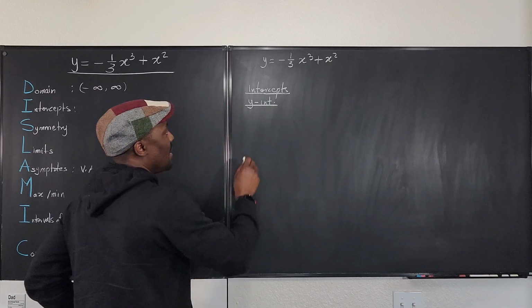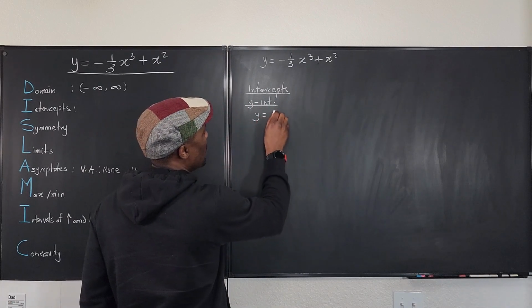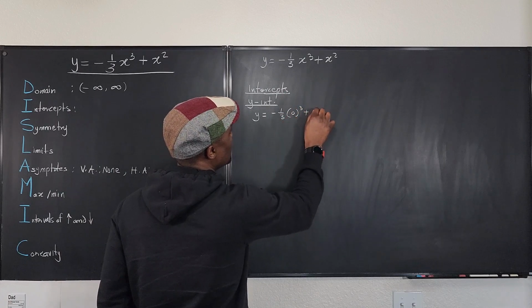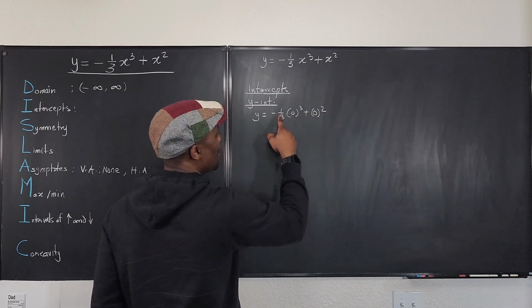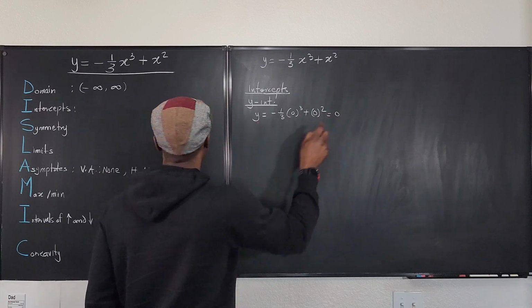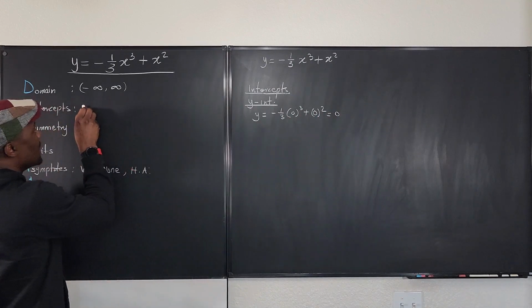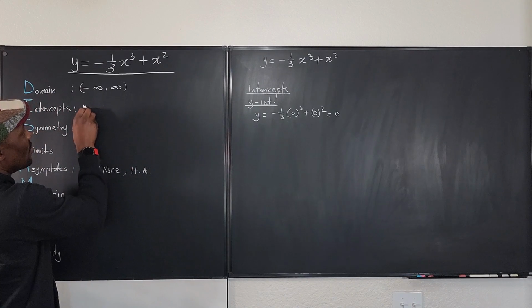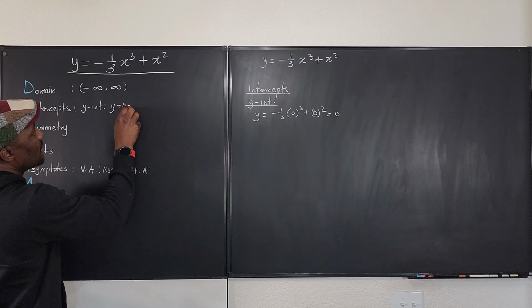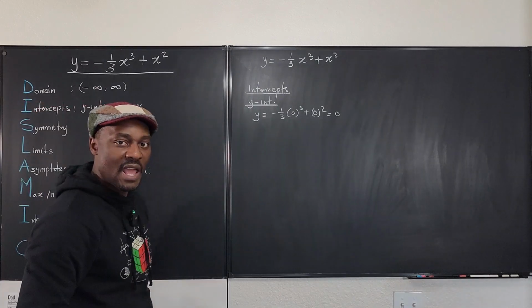So the y-intercept will be, we say y is equal to negative 1/3 of 0 cubed plus 0 squared. Well, there's going to be 0, 0, that gives us 0. So our y-intercept is y equals 0. Come back here and say y-intercept is y equals 0. And then we can go back and find the x-intercept.